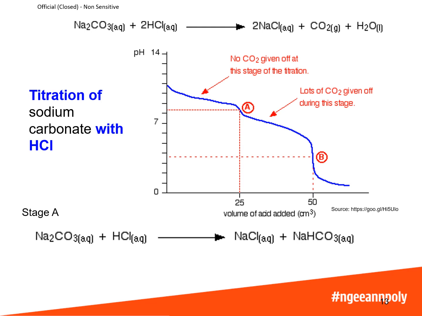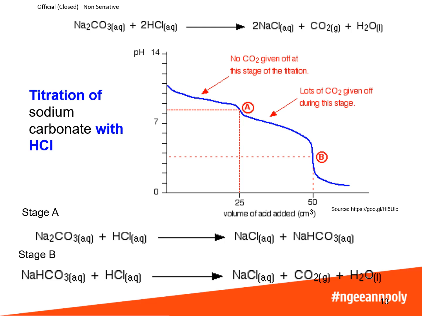So for A, that is the equivalence point for the first part of the reaction, which is between sodium carbonate and 1 mole of HCl to form NaCl and NaHCO3, which is sodium bicarbonate. Then for stage B, sodium bicarbonate further reacts with another mole of HCl to form sodium chloride, carbon dioxide, and H2O.